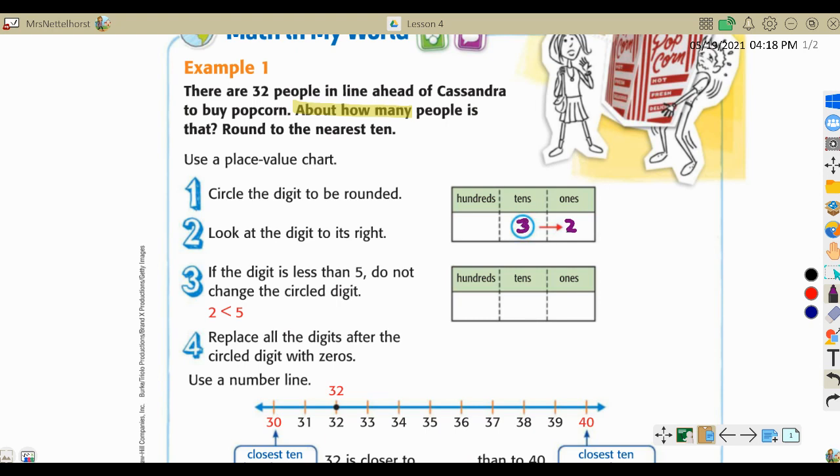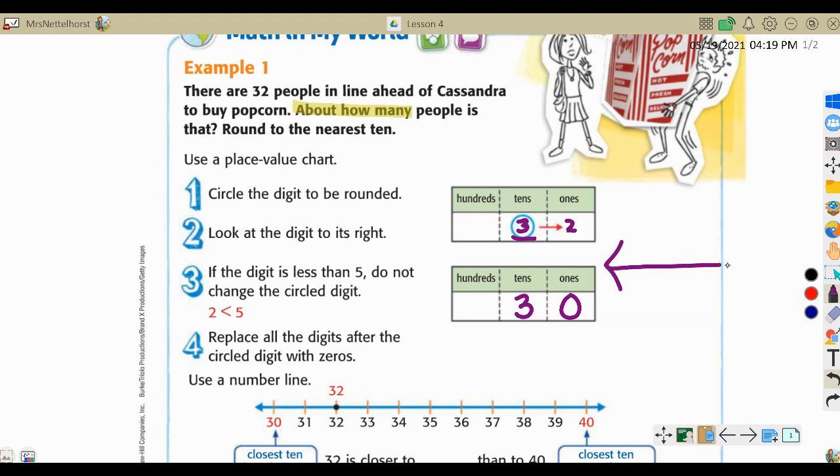Okay, look at the digit. I have you underline it in my video, so go ahead and underline it. I know it's already circled. Okay, and then they tell you to look at the digit to its right. If the digit is less than 5, do not change the circled digit. Replace all the digits after the circled digit with 0. So how they want you to do it is this. This is a 2, it's less than 5. So you're going to keep your tens and just change that to 0 so it's close to 30.